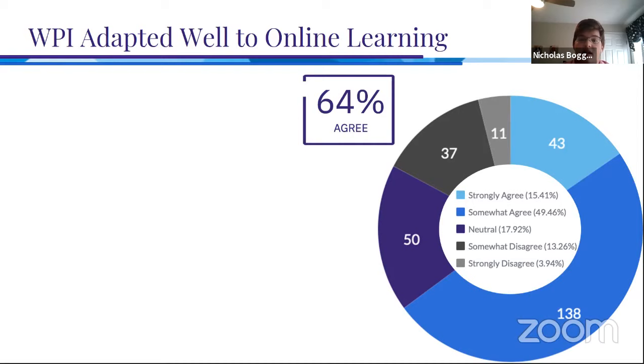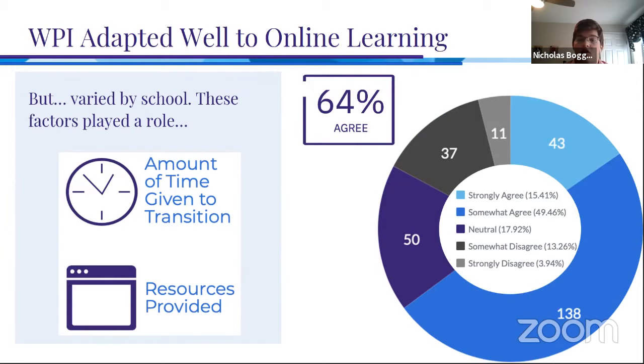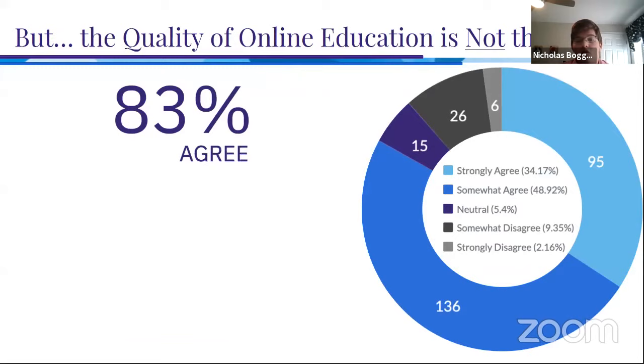Through our interviews with students at other schools and at WPI, we saw that opinions of the students on the transition were impacted by the timing of the decision and on what resources were available for students and faculty to move online. One of our biggest takeaways from the survey was when we asked students how they felt about the quality of their online classes.